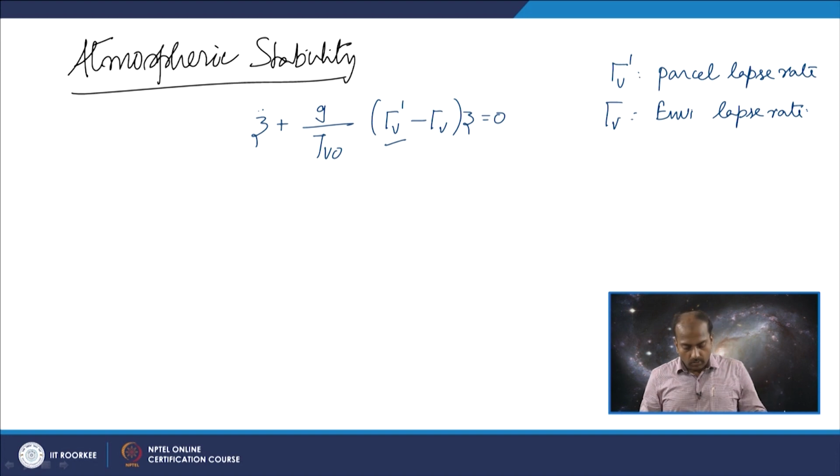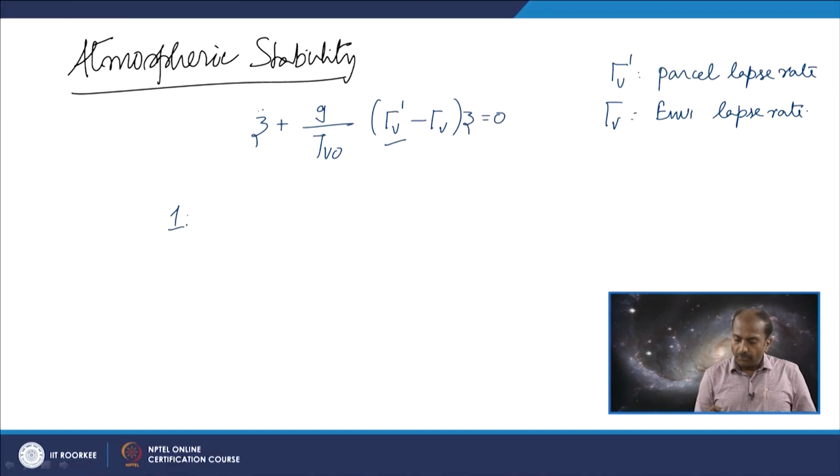So last time we have seen that the various different types of solutions that this equation can predict will decide the nature of motion that the air parcel will undergo, right. So let us see case by case what different types of motions we can see for the air parcel. So the first possibility, there are three possibilities here. Gamma v prime greater than gamma v. The second possibility is gamma v prime equals gamma v. The third possibility is gamma v prime less than gamma v.